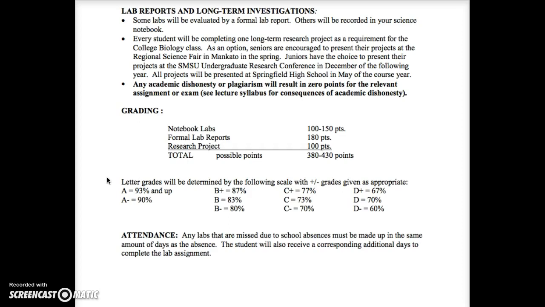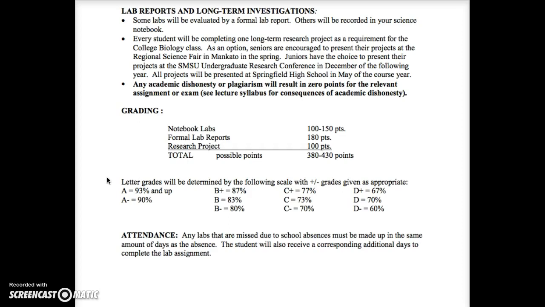Another difference is that at the end of the year, every college biology student will be completing a long-term research project, and you will have options to present this at various places. We'll talk more about this in class, but in general, everybody will be presenting their project somehow.